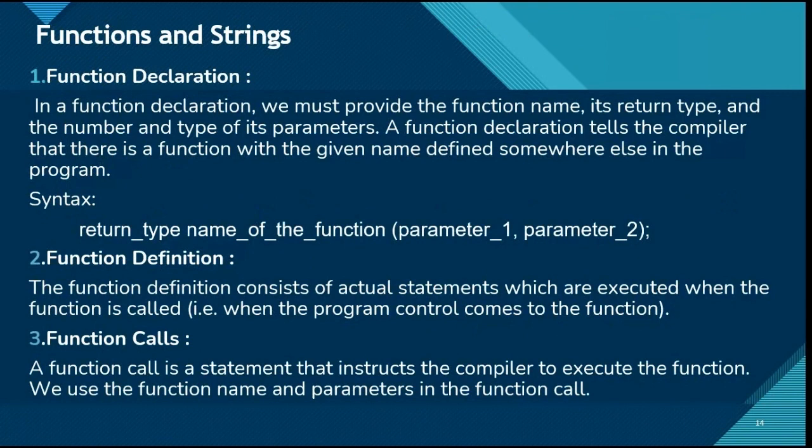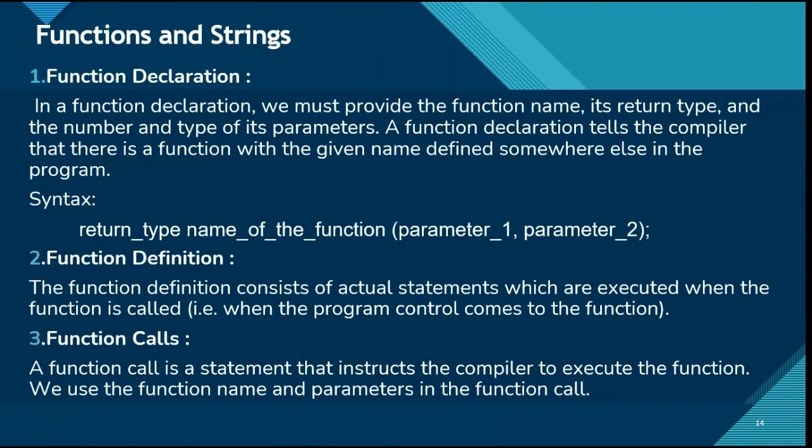Functions in C. In C, we can divide a large program into basic building blocks which are known as functions. These functions contain a set of programming statements enclosed by curly brackets. In a function declaration, we must provide the function name, its return type, and the number and type of its parameters. A function declaration tells the compiler that there is a function with the given name defined somewhere else in the program. The syntax is given here.